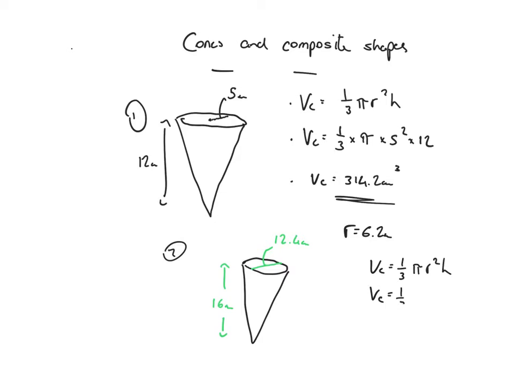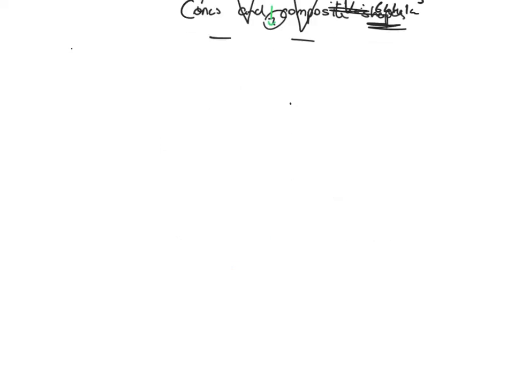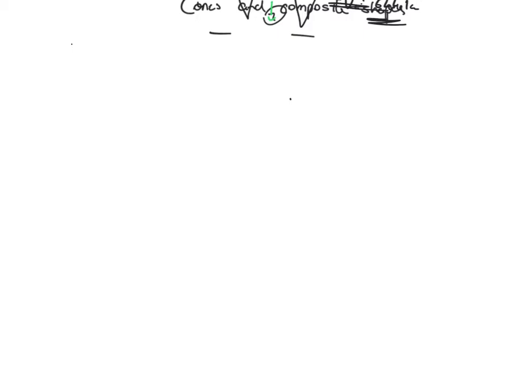Okay, so it's 1/3 multiplied by pi multiplied by the radius squared, 6.2 squared, multiplied by the height, which is 16. Let's punch that in the calculator. And to 1 decimal place, that's 644.1 cubic centimetres. Okay, let's try an example 3. Okay, so example 3, we're now going to find the volume of the shape.